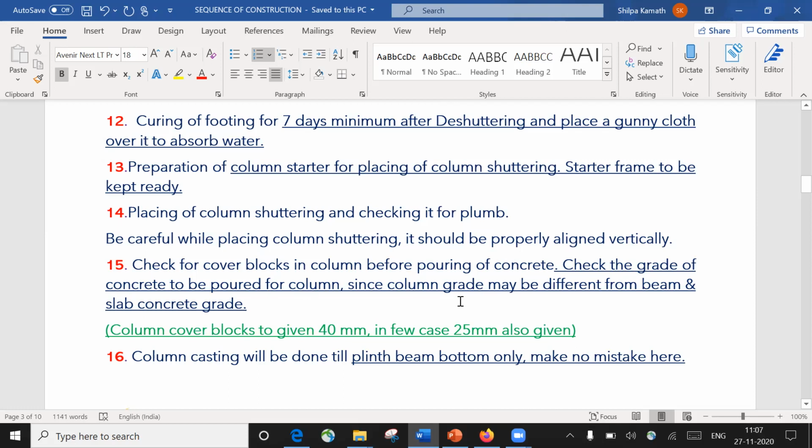Actually what happens, once you put up a column shuttering box, the next is before the pouring of concrete, always make sure you have given enough cover block. We have seen the importance of cover block. That's the first thing. Second is that usually when you work for big projects, in few cases what we do is, for the footing, for the beam, for the slab, we keep same grade of concrete. But when it comes to column, we are going to increase the grade of concrete.